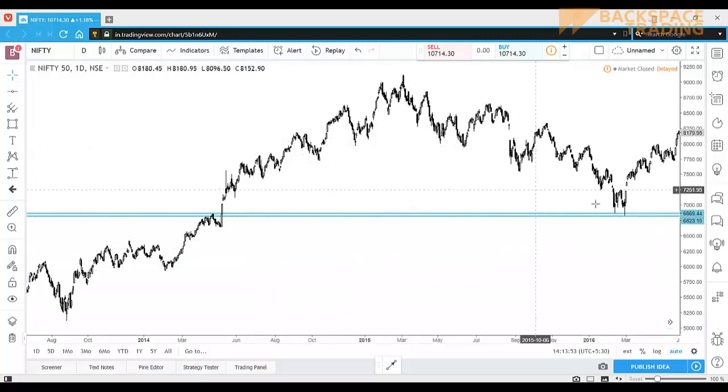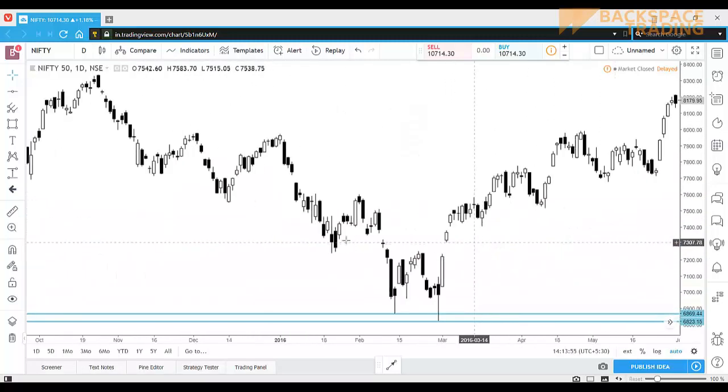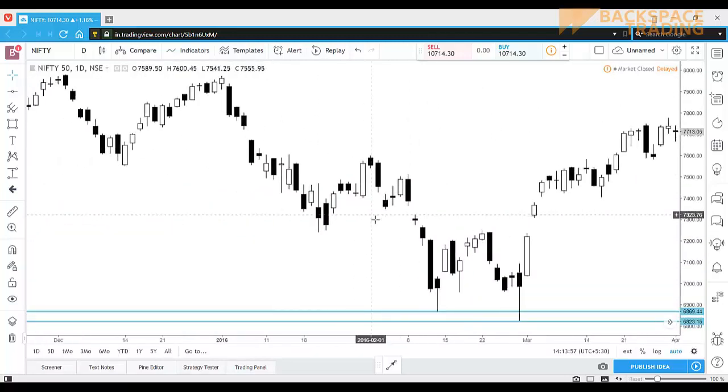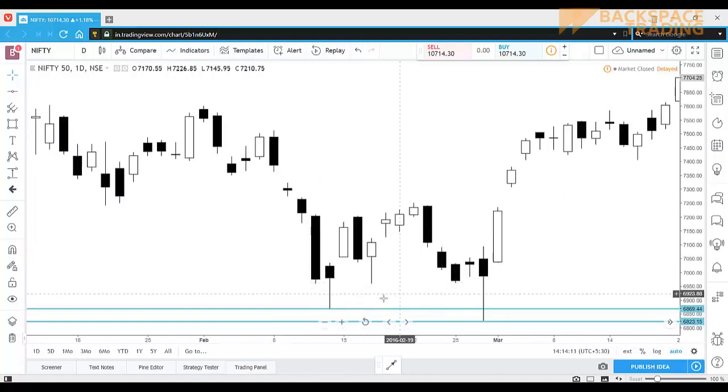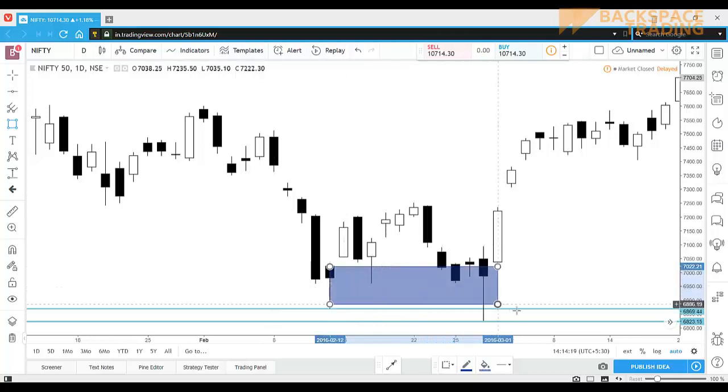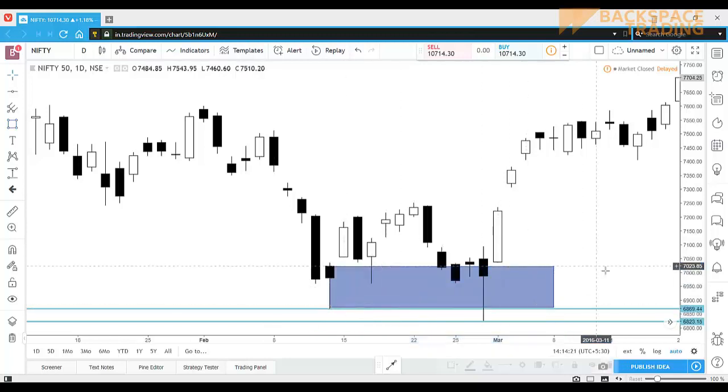This is the first time it is getting tested, by the hammer. It exactly touched the zone and it went up. Don't you think that is good? Isn't it good enough? And this hammer can also be considered as future support, right? And I'm drawing like this.